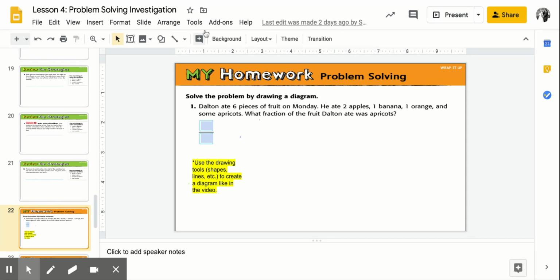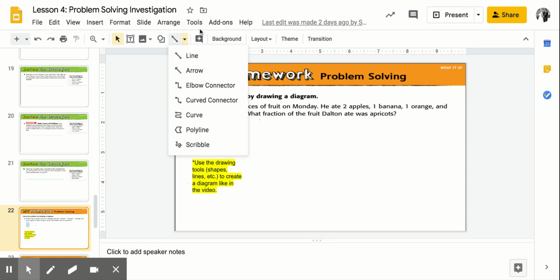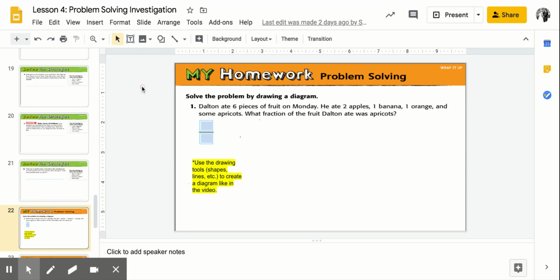So we're going to begin by just highlighting. That's the tool I'm going to use for this today. We're going to begin by highlighting the important information in the word problem and then going from there to solve it.